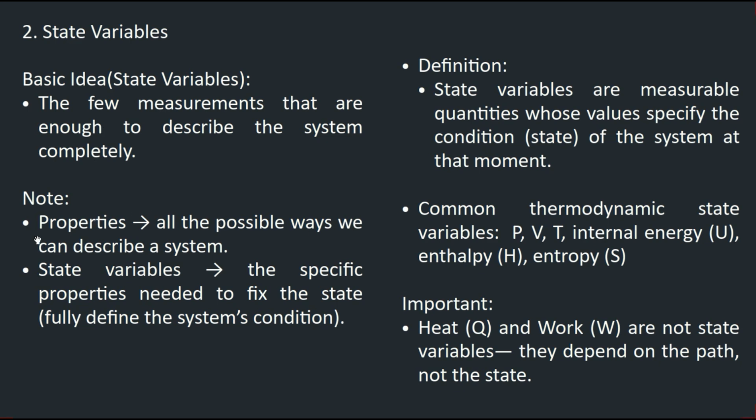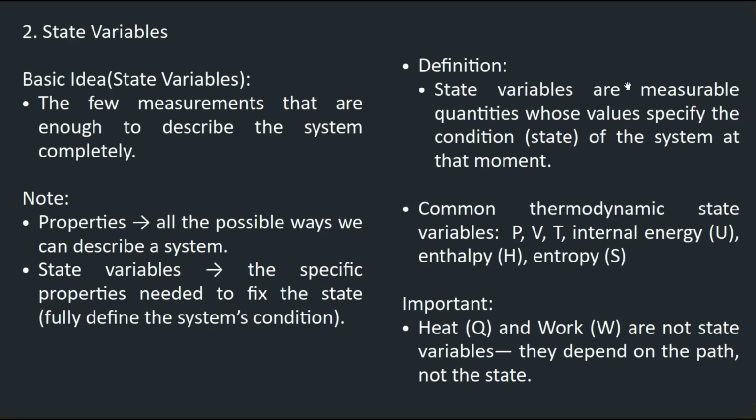Property is all the possible ways we can describe, while the state variable is the specific property needed to fix the state. That is, fix the state, that phrasing means fully define the system's condition. Okay, so be very clear, properties and state variable. This is important because I'll be using state variable and properties, mainly state variable. So you need to understand what I'm talking about.